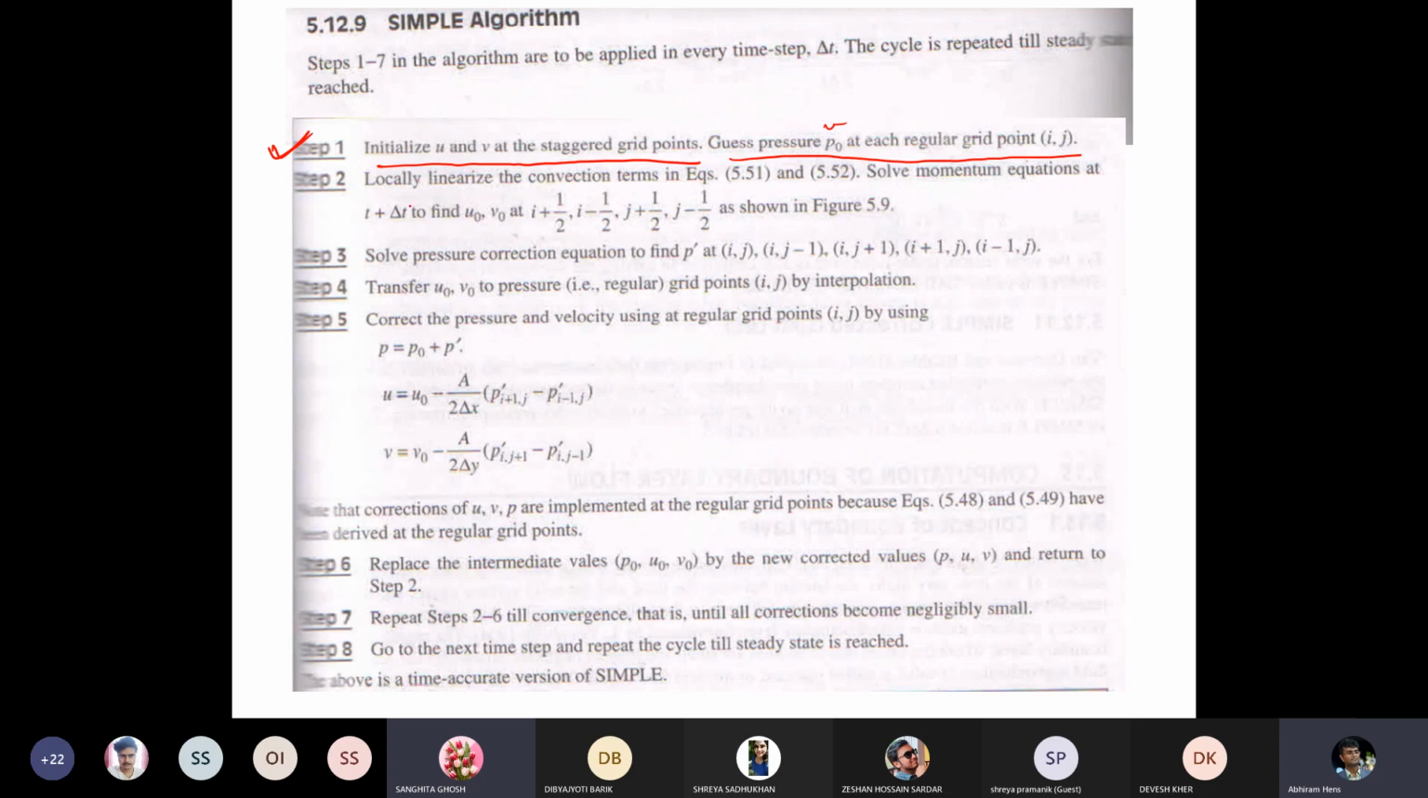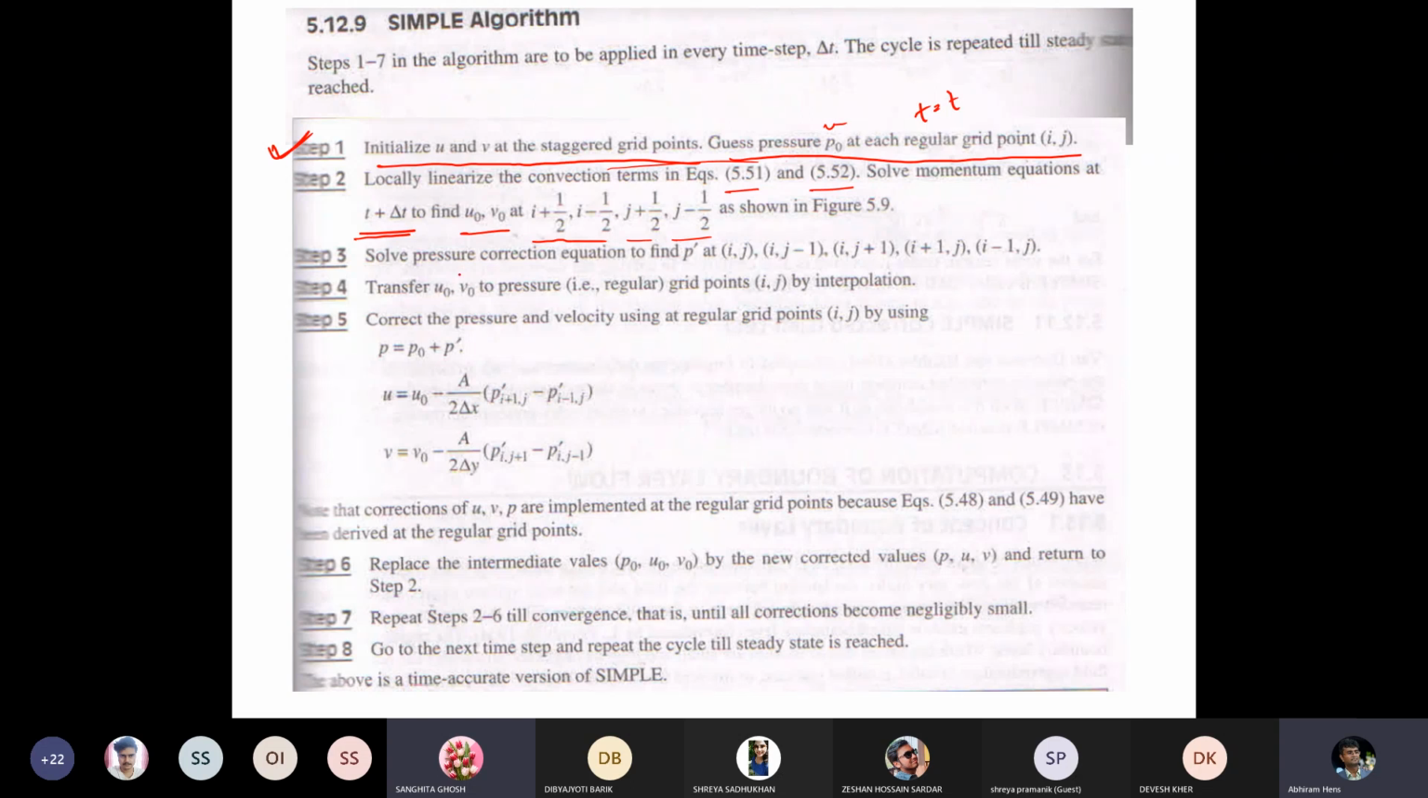Okay. Then locally linearize the convection terms of equation 5.51 and 5.52 and solve momentum equations at t plus delta t. So the linearized discretized form we have already seen, and now we will try to get the value. At time t we are taking the guess of all these values. Now we need to find out the values at t plus delta t, u0, v0 at i plus half, i minus half, j plus half, j minus half, as shown in the figure. So this is the solution of the momentum equation.